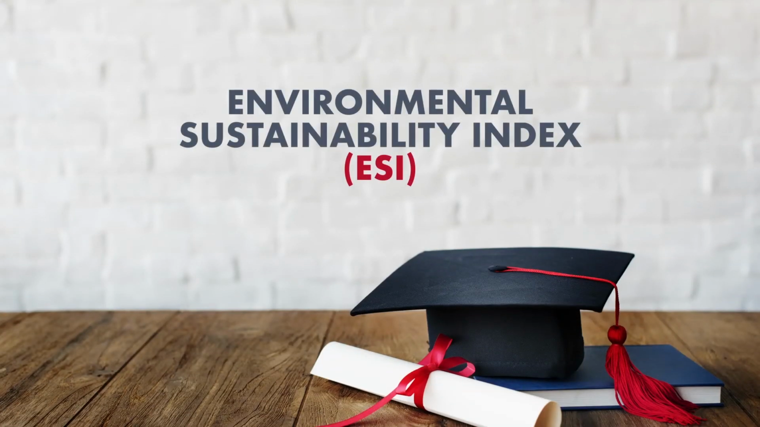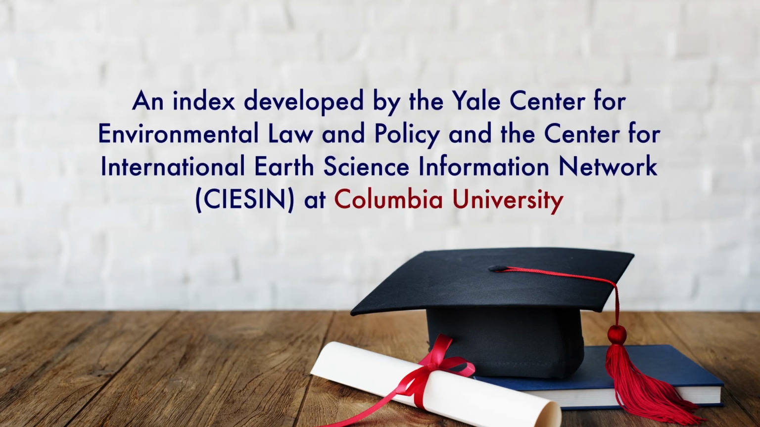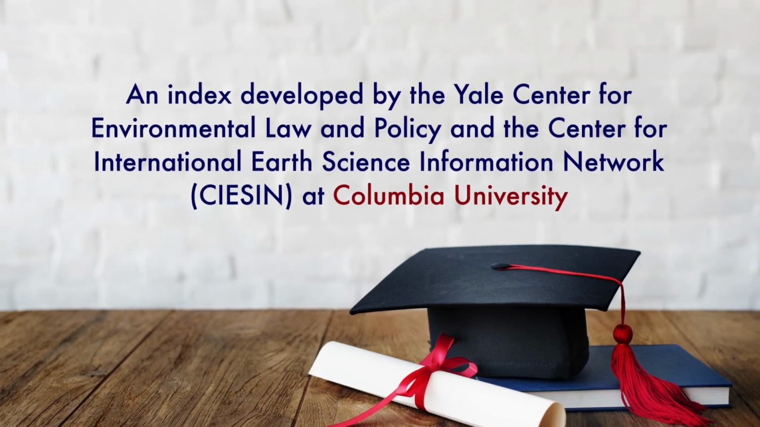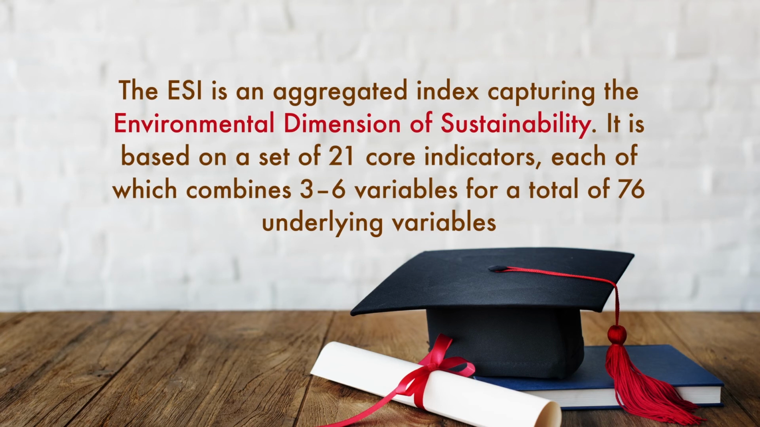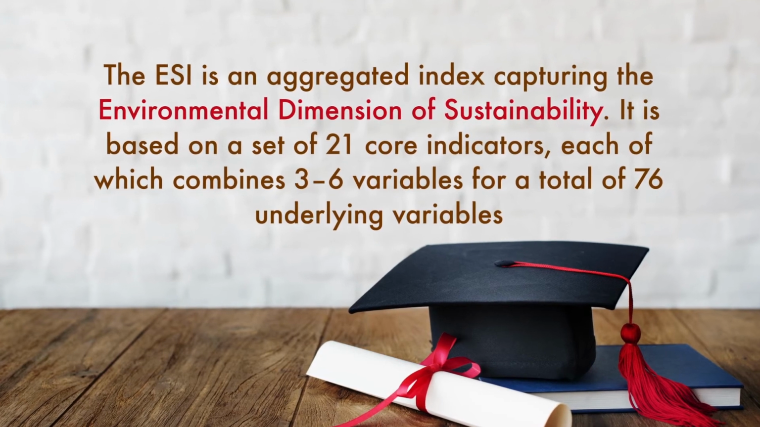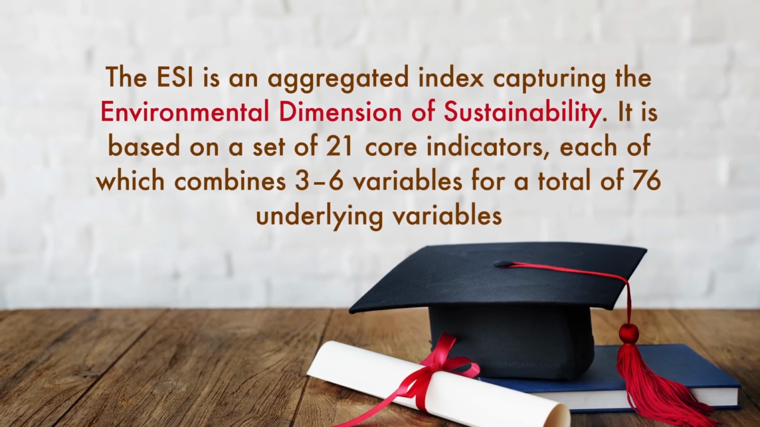The Environmental Sustainability Index, which was developed by the Yale Center for Environmental Law and Policy and the Center for International Earth Science Information Network at Columbia University, is an aggregated index capturing the environmental dimensions of sustainability. It is based on a set of 21 core indicators, each of which combines 3 to 6 variables, for a total of 76 underlying variables.